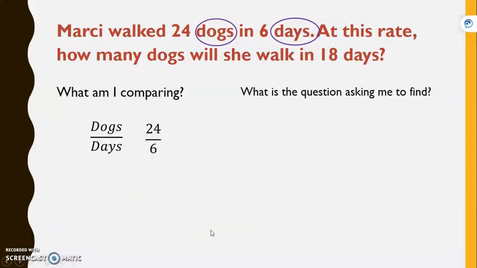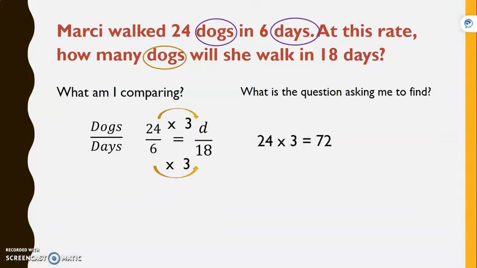Now, what is the question asking me to find? Well, it's asking me to find how many dogs. So dogs will be missing in my proportion, and I'm going to put 18 days on the bottom where days was. Days on the bottom, dogs on the top. Now I'm going to decide if I can figure out how to get from 6 to 18, and I do. I can multiply by 3. So I'm going to multiply 24 times 3. So 24 times 3 is 72. So Marcy can walk 72 dogs in 18 days.